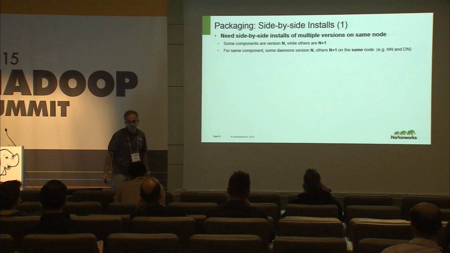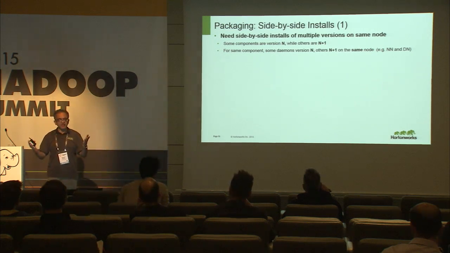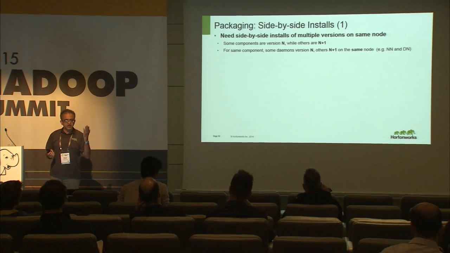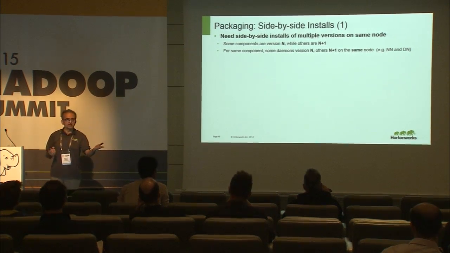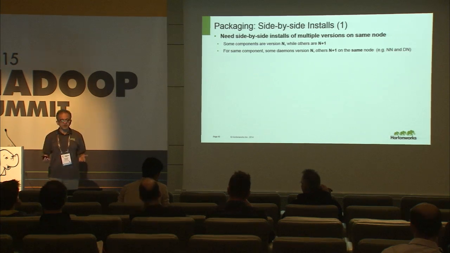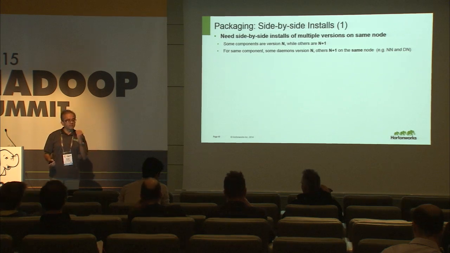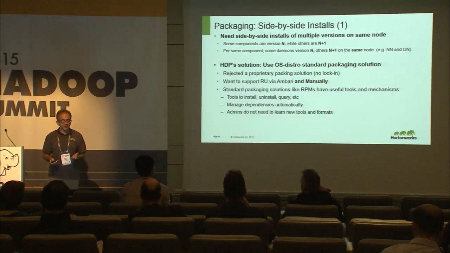So packaging, what we need is, because you're doing a rolling upgrade on the same physical node, you will have some components that are version n, some components that are version n+1. In fact, for the same component, you may have a daemon running on the same machine that is n, and another daemon that is n+1. Example, if you happen to run the name node and the data node together, in a rolling upgrade you typically upgrade the name node first, and then the data node. So that means your side-by-side install must support that, okay?